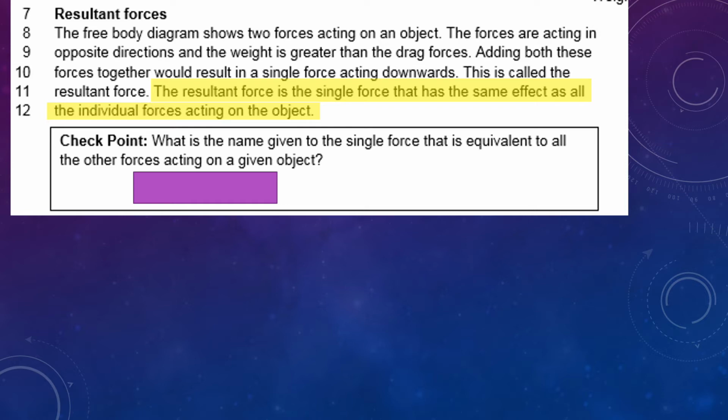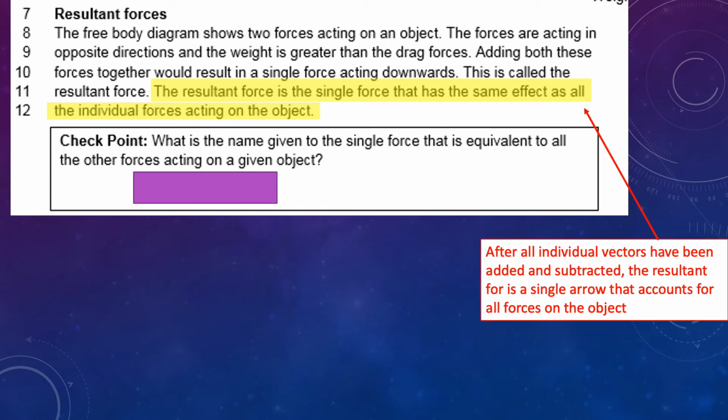You can have 4 different forces acting on one object, but your resultant force would generally be just one force, and it would show you the amount, so how strong the force is, and also the direction. Remember that we're working with vectors. After all the individual vectors have been added and subtracted, depending on if they're going in the same direction or in opposite directions, the resultant force is only one arrow, and it is an account of all the forces that are acting on that one object.